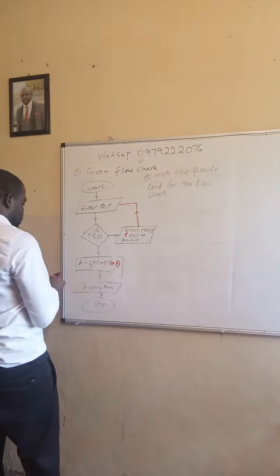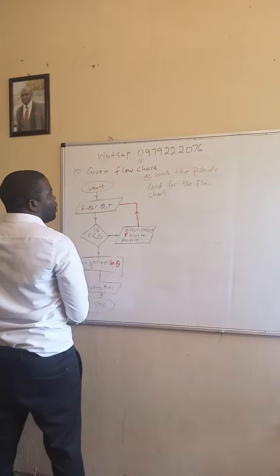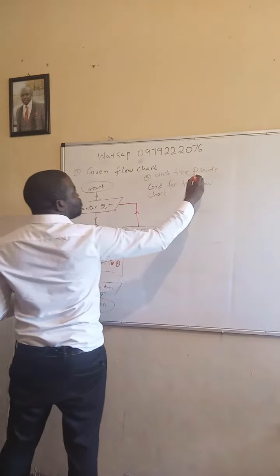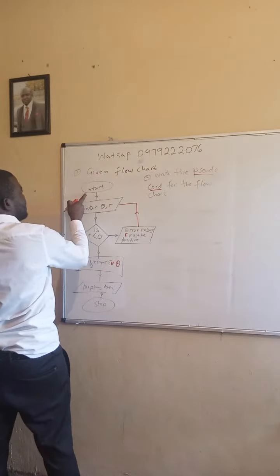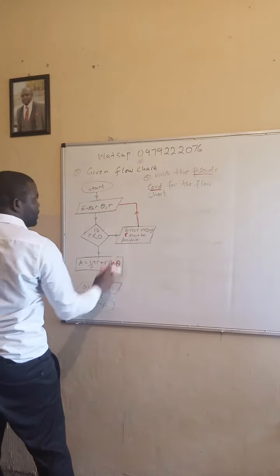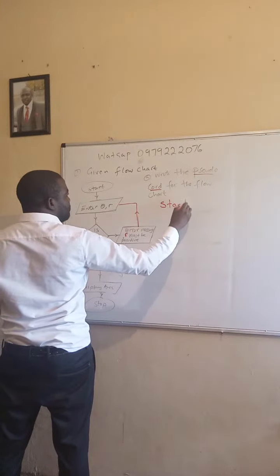Okay, so let's start writing the answer now. We are writing the pseudocode, which is a set of instructions. So the pseudocode's first instruction is start. We have been given the flowchart. So start is always in front, so put start in front.